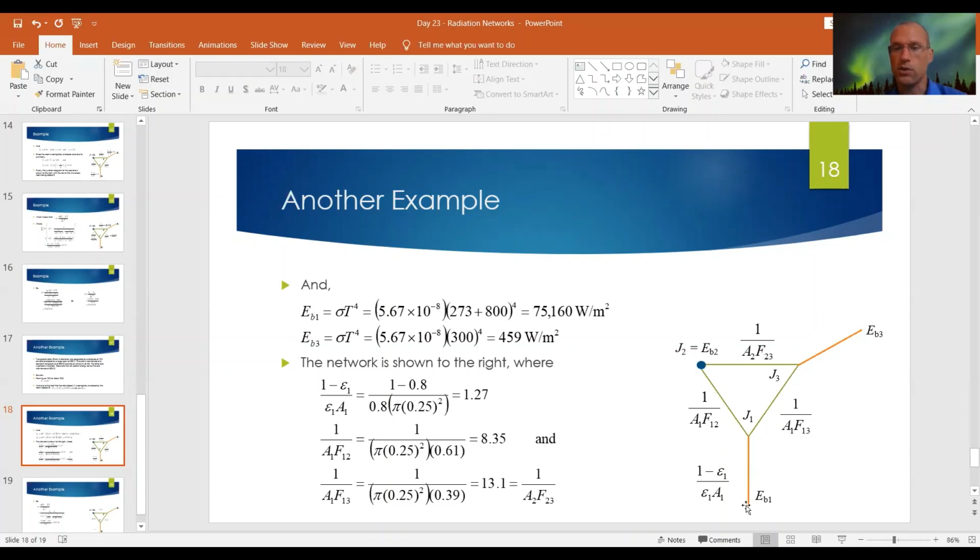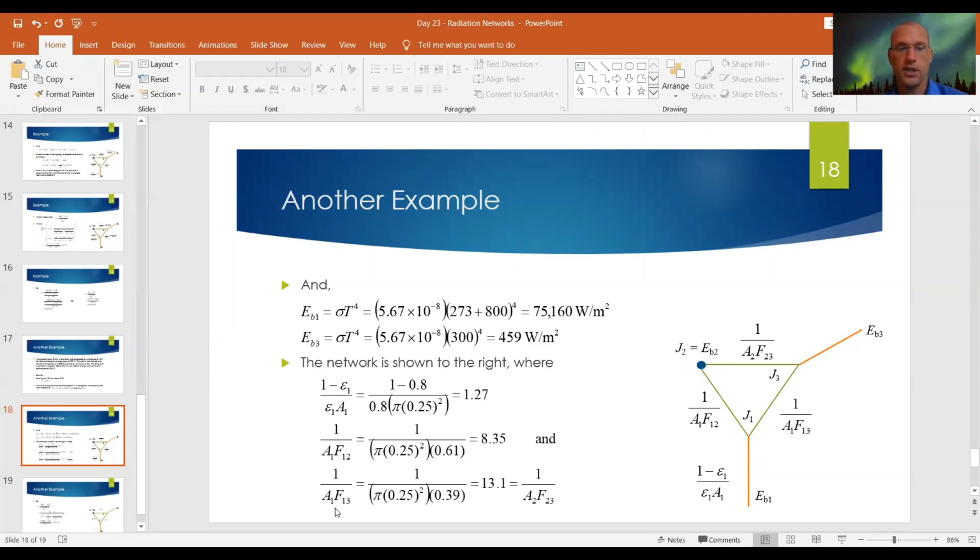But I do have a resistance in this one for my disk, as well as a resistance from the shape factors. So calculating all of those, for my disk, epsilon is 0.8, area pi r squared, pi times 0.25 meters squared. It gives me a resistance 1 minus epsilon 1 over epsilon 1 A1 of 1.27 for this orange line down here. A1 F12, shape factor between the two disks. So 1 over pi r squared, shape factor was 0.61, so that gives me 8.35 between my two disks, object 1 and object 2.